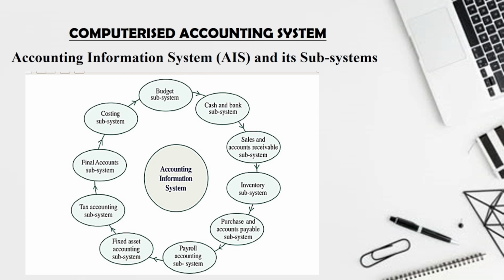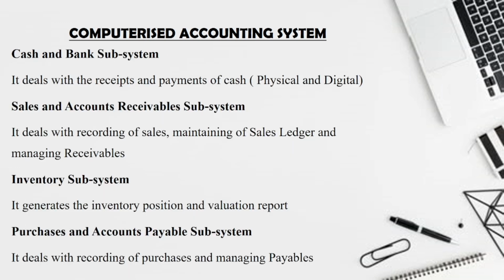This is a very important part of the computerized accounting system: the accounting information system. We will go through all in detail. Kindly note all these subsystems. It includes subsystems like the cash and bank system. Actually, it deals with the receipt and payment of cash. Sales and account receivable subsystem. It deals with the recording of sales, maintaining of sales ledger and managing receivables.